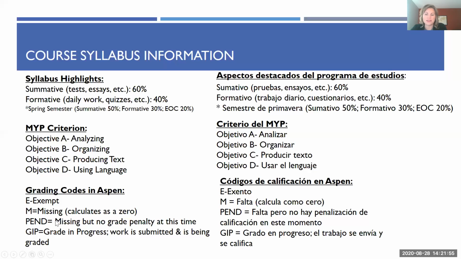The PEND stands for pending. It means that it's missing work, but right now there's no grade penalty, so it doesn't calculate as a 0. And then the GIP stands for grade in progress.